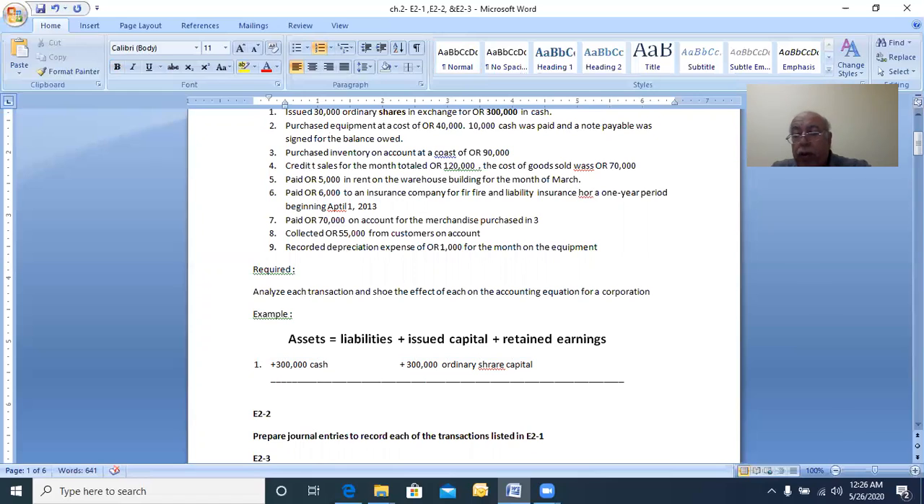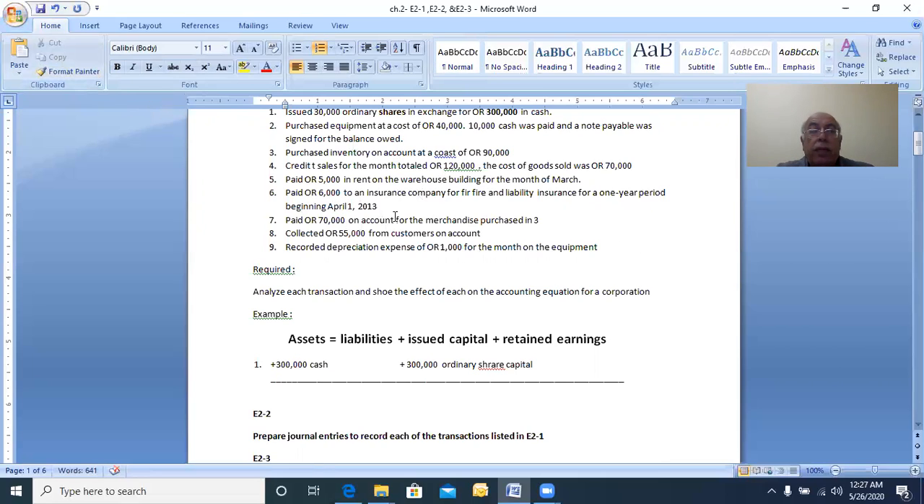It was for a 1 year period. Number 6 here, our insurance policy, the company purchased an insurance policy. The cost of the policy was 6,000, and it is for 1 year.